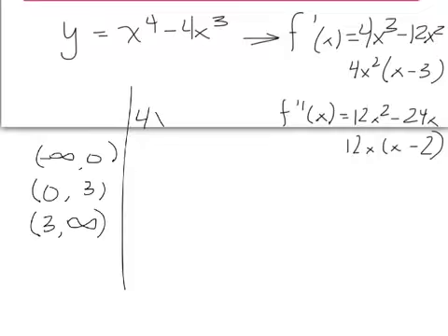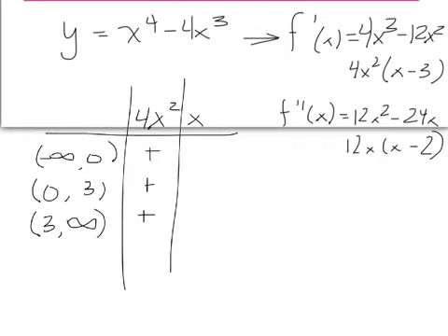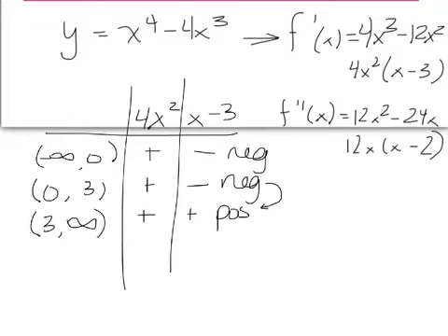Okay? So let's look at our factors. We have 4x squared, which is always positive, and then we have x minus 3. From negative infinity to 0, it's negative. From 0 to 3, it's negative, and from 3 to infinity, it's positive. So it has a negative slope, a negative slope, and then a positive slope, which means from here to here we have a local minimum. Slope was negative, now it's positive. It's definitely a minimum. Very good. So we have a local minimum there at 3.